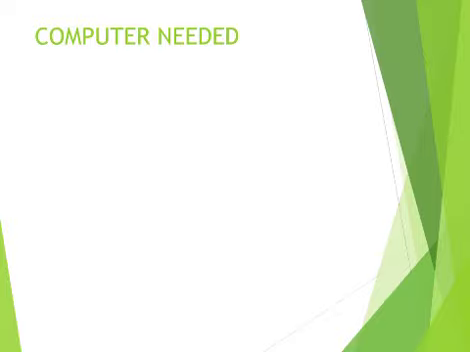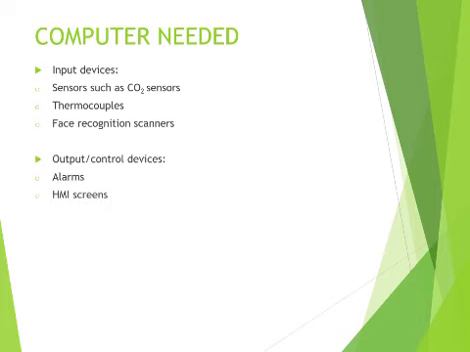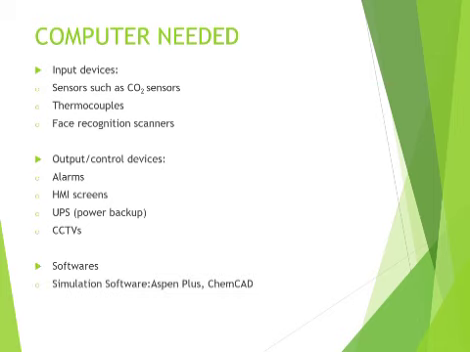Computer needs include input devices such as sensors, for example carbon dioxide sensors, thermocouples, face recognition scanners; output or control devices such as alarms, HMI screens, UPS as power backup, that is uninterrupted power supply, and CCTV cameras. Software includes simulation software such as Aspen, and automation and process control software such as SCADA and Wonderware.